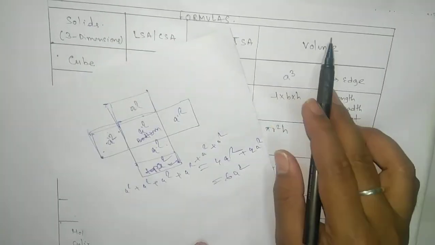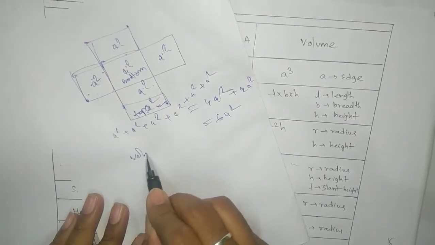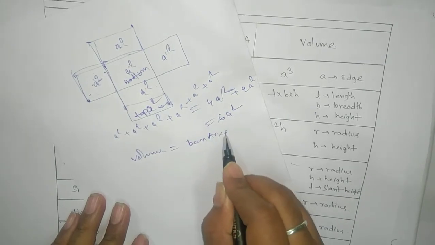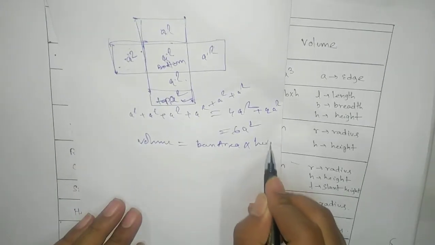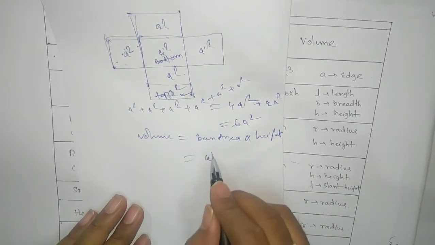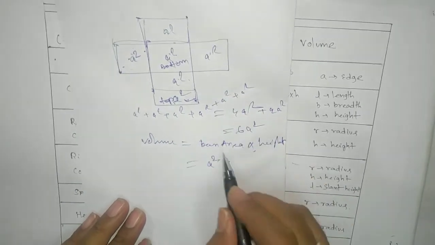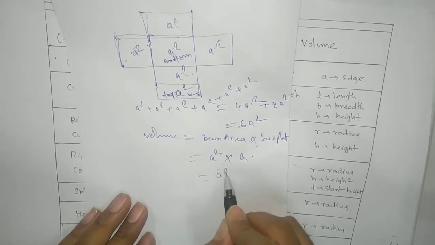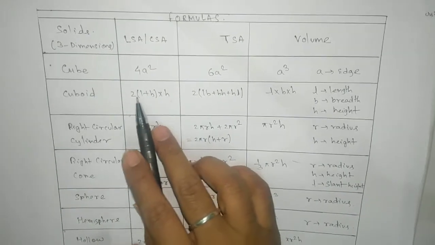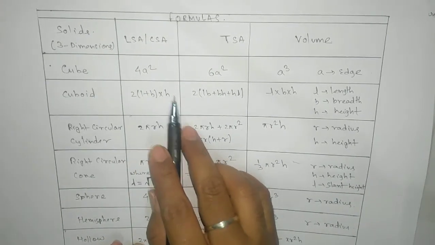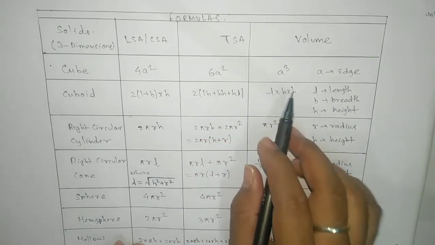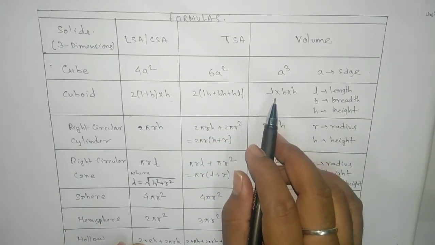And if you look at the volume formula, volume is base area into height. Base area is a square, and the height is also a, so you will get a cube. Similarly, for the cuboid, you can see here 2 into length plus breadth into height, that is 2 into LB plus BH plus HL, and the volume is length into breadth into height.